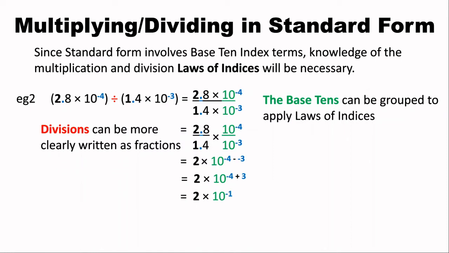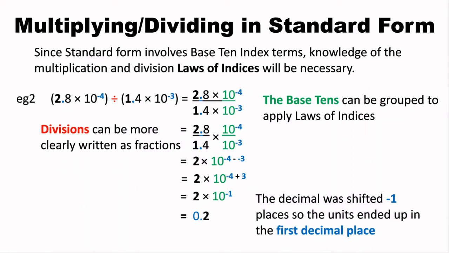So there's my answer in standard form once again. And if I want to write that in expanded form, that would simply be 0.2. Because of course, a negative 1 index means shift the decimal simply 1 place to the left instead of the right. So the 2 that I had in the units position has simply shifted over 1 place to the tenths position, or to the first decimal place.